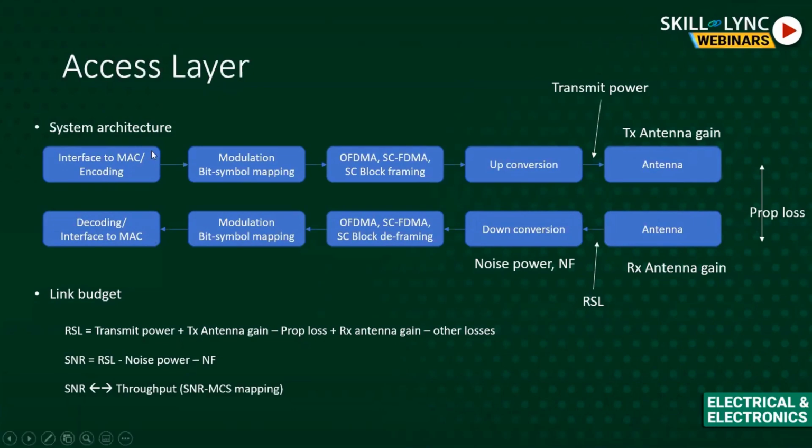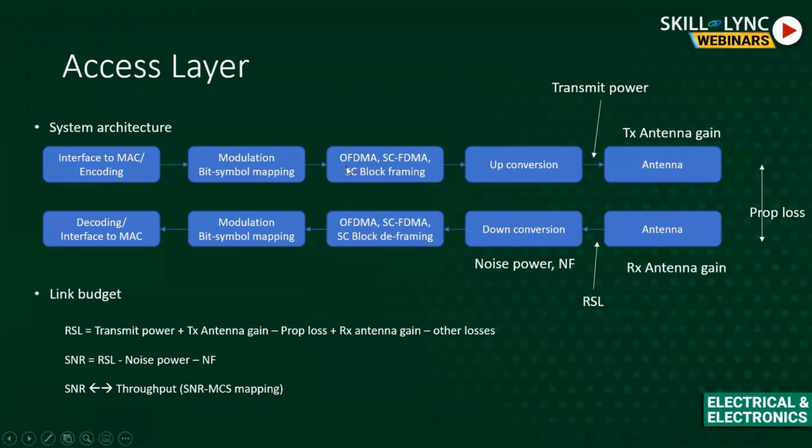It starts with the interface to MAC and encoding. What this means is MAC is the medium access layer, so this is the physical layer that we're looking at here. What happens before this medium access? It starts with encoding, which is error control coding, as we call it. That gives you a set of bits that need to be transmitted. The very first step is mapping the bits to a modulation scheme. We can take 4-QAM or 16-QAM or 256-QAM, group a few bits, and then map them to a complex symbol.